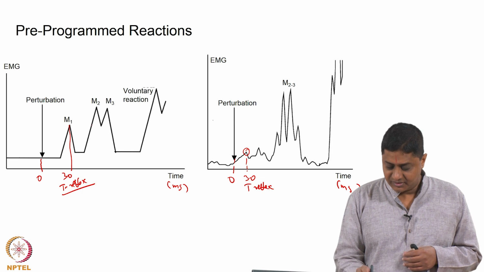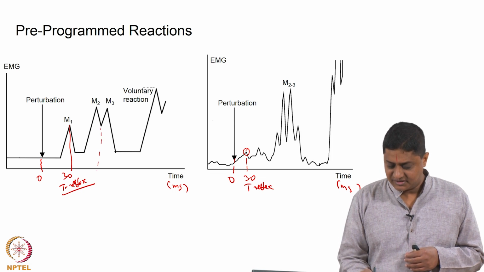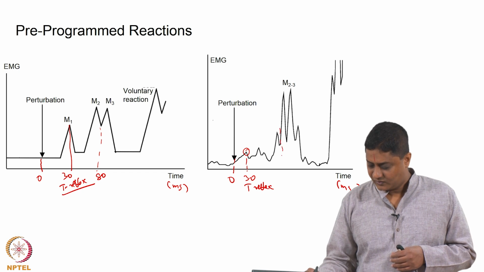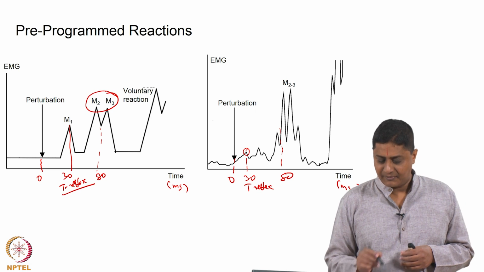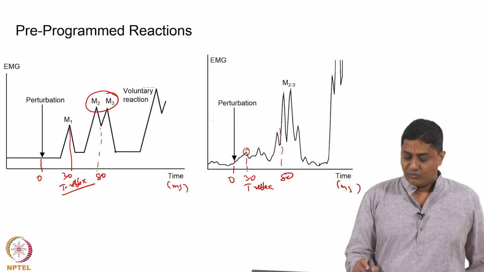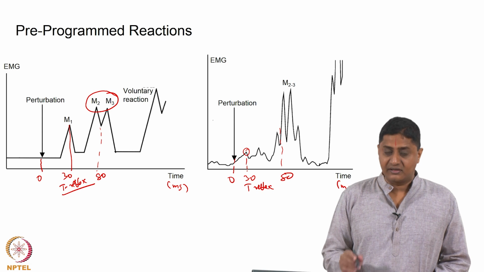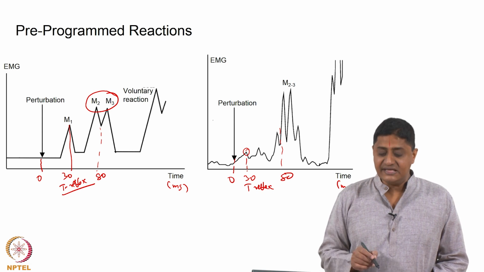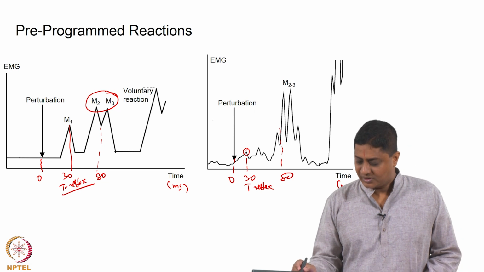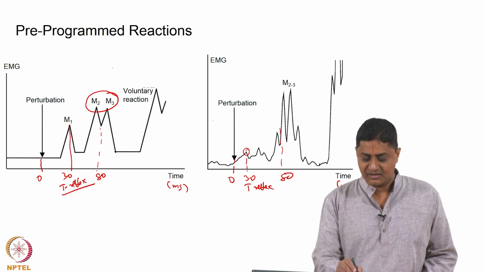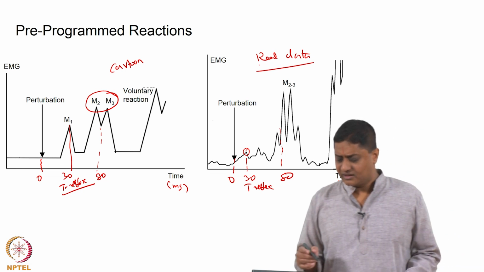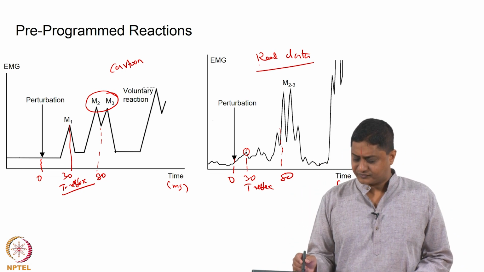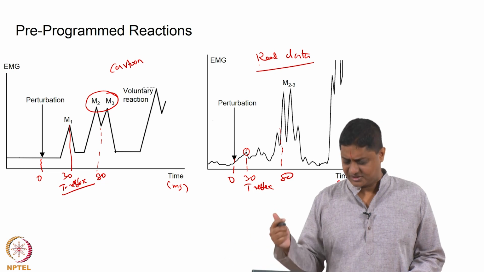Whereas, after about 70-80 milliseconds, for example, two reactions happen, one followed by the other, that are corrective in nature. These are called pre-programmed reactions. This is actual data, this is a cartoon, this is real data, or representation of real data from an experiment involving biceps flexion, I suppose.